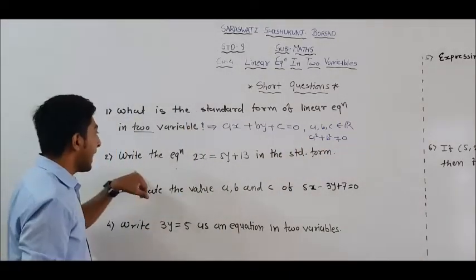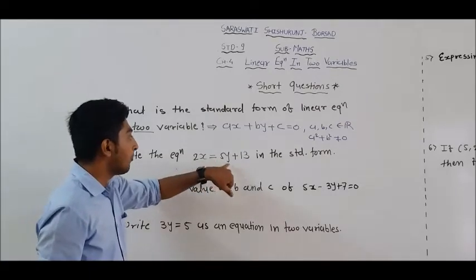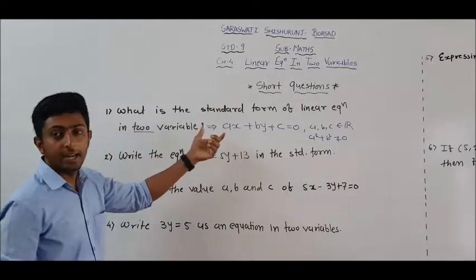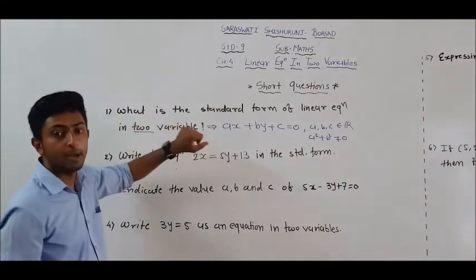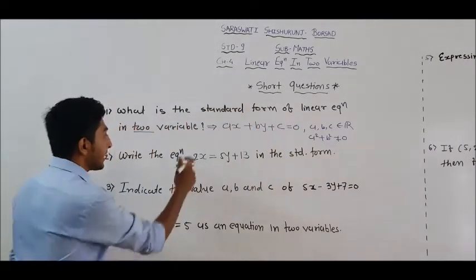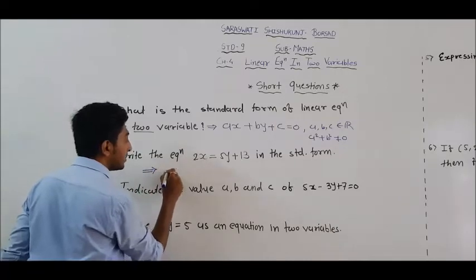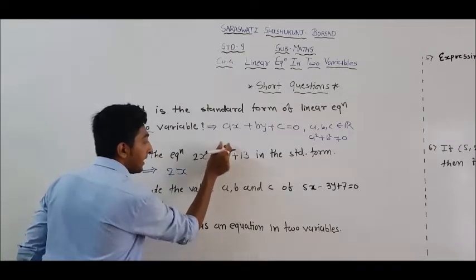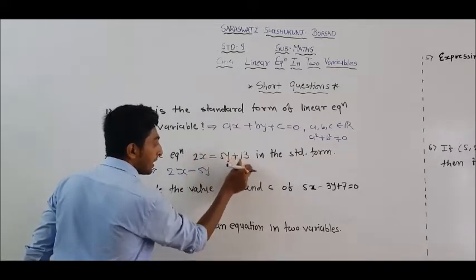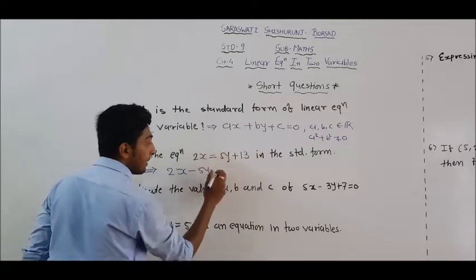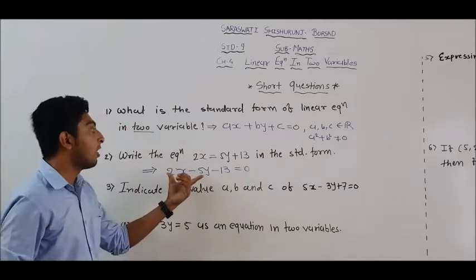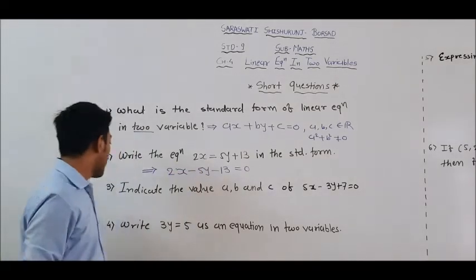Another question is, write the equation 2x equal to 5y plus 30 in the standard form. Here we know that the standard form of a linear equation in two variables is ax plus by plus c equal to 0. So we can write this equation in the standard form as 2x, 5y will go there, the sign will be changed, minus 5y, plus 30 will go to the left hand side, the sign will be changed, minus 30 equal to 0. So this is the standard form of the linear equation in two variables.